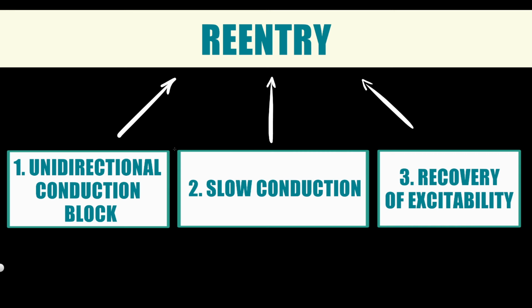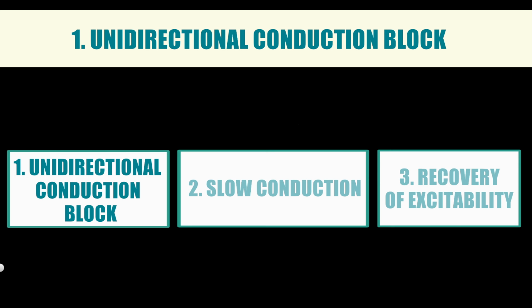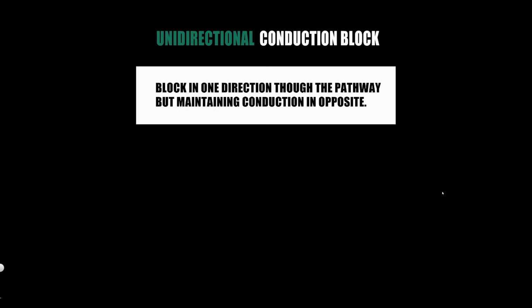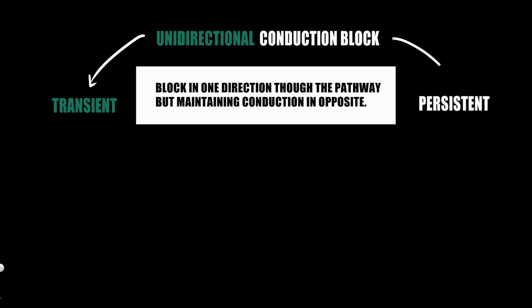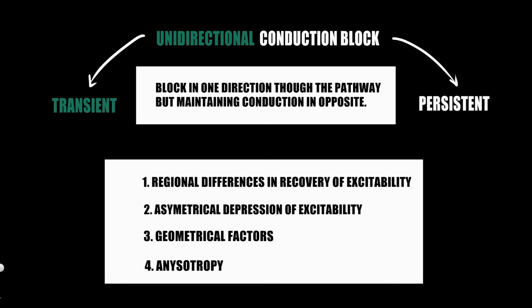The second crucial component of reentry is unidirectional conduction block. The unidirectional conduction block is blocked in one direction through the pathway, but maintains conduction in the opposite direction. Unidirectional conduction block can be transient or persistent. It can be due to regional differences in recovery of excitability, asymmetrical depression of excitability, geometrical factors, and anisotropy. Let's start with regional differences in recovery of excitability.